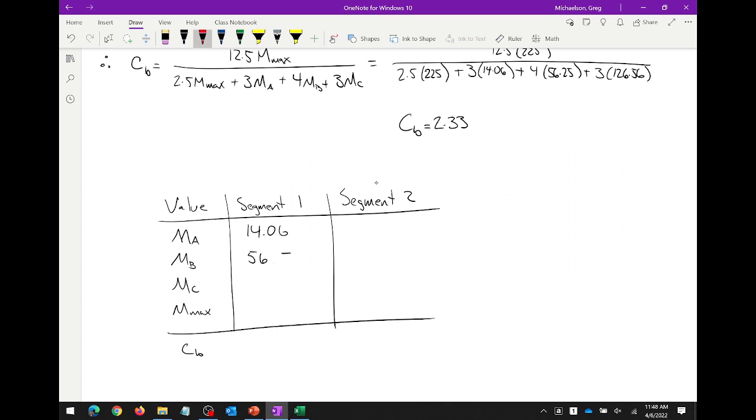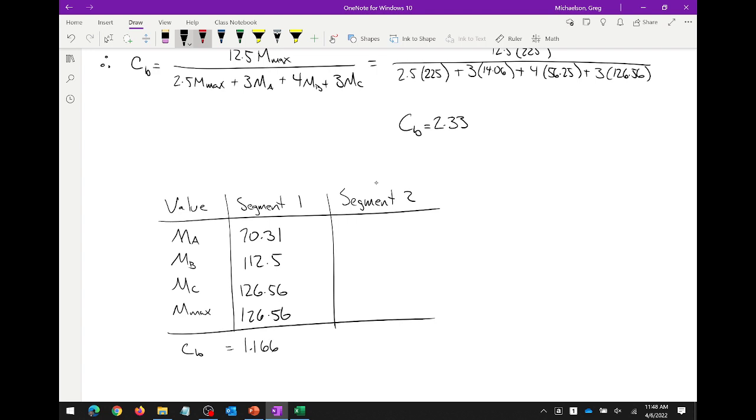Oh no, I'm copying the wrong one. So we have 70.31, 112.5, 126.56, and then also 126.56. And then that CB, I think that CB ends up being 1.166. You can check me on that.